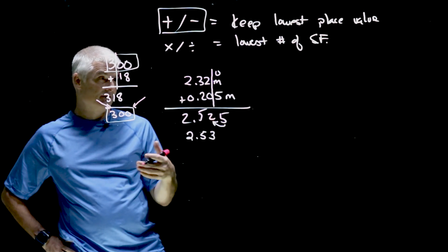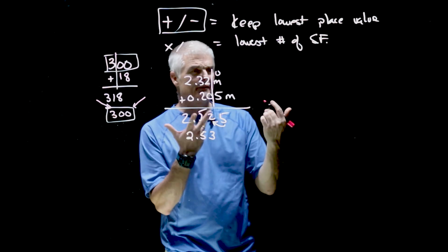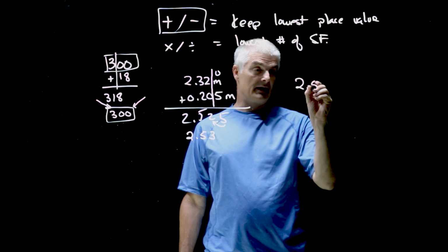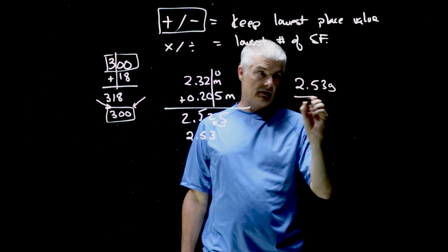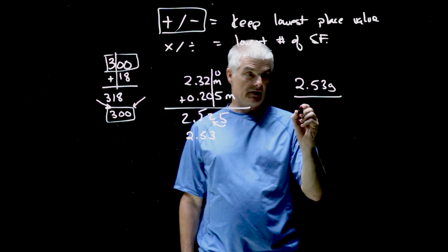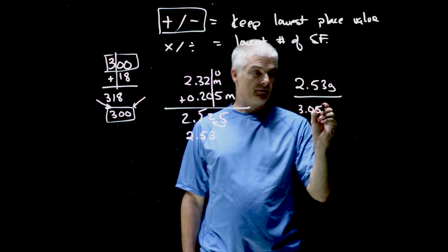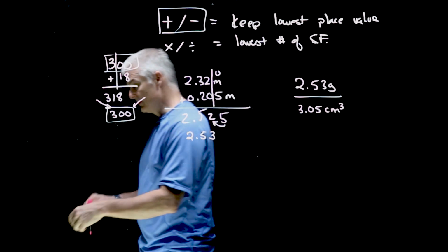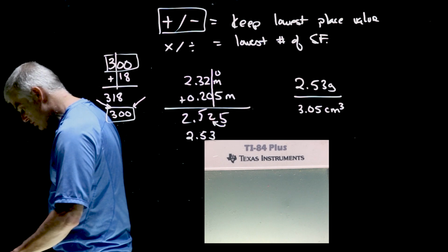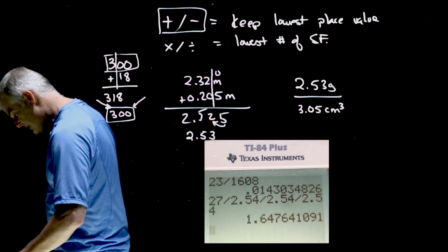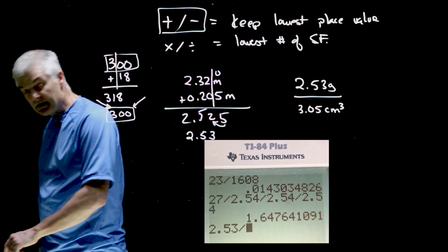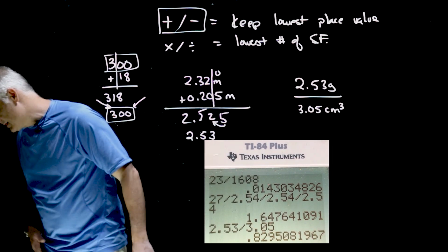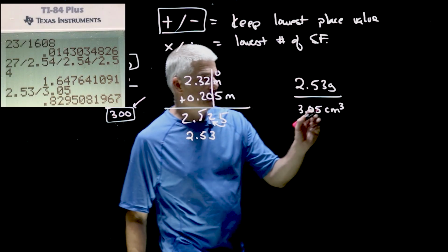What do you do when you multiply and divide? This is where we get all kinds of interesting things. So let's say I want to find the density of an object, mass divided by volume. Let's say I've got 2.53 grams, and the volume of the substance was 3.05 centimeters cubed. So I need to go to my calculator and take 2.53 divided by 3.05.